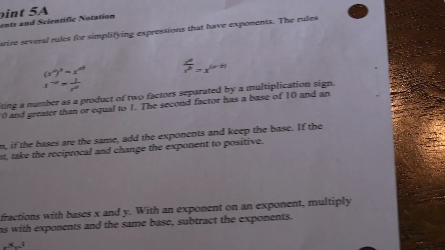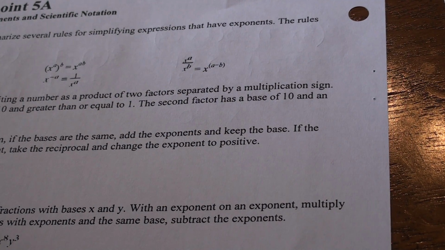For the last one, x to the a over x to the b. What you're going to do when you're dividing two numbers that have the same base is subtract the two exponents. So x to the a divided by x to the b is the same as x to the a minus b.